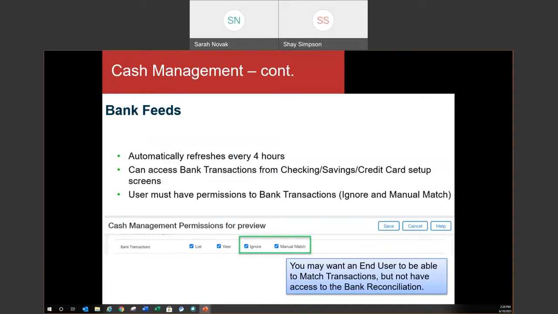This is another new enhancement. We can now access our bank transactions from the actual checking and savings and credit card setup screens. Now, you do have to have permissions. Within cash management, we can give our end users the flexibility to match within our banking transactions. So what is this going to look like?